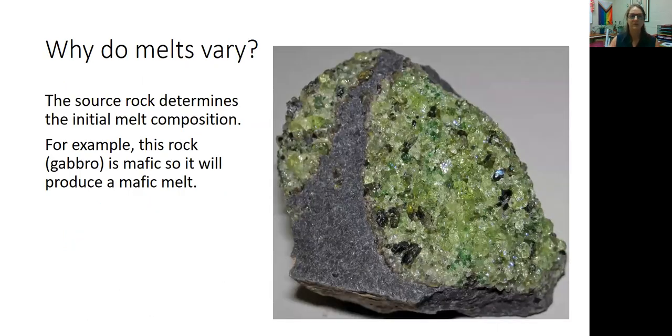So we know that melts do vary. One of the ways they vary is their silica content, how much silica is in them. But why do they vary? They can vary for several reasons. One is that the source rock determines the initial melt composition. Whatever rock you start with, when you melt it, the melt is going to have that composition. For example, the rock I'm showing here is gabbro, it's mafic. So if it were to melt, it would produce a mafic melt.